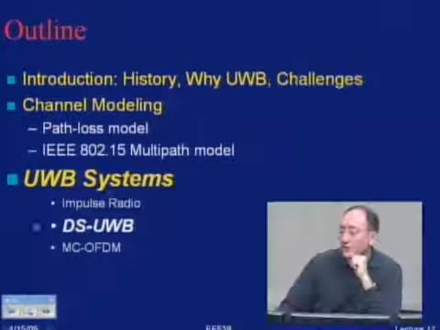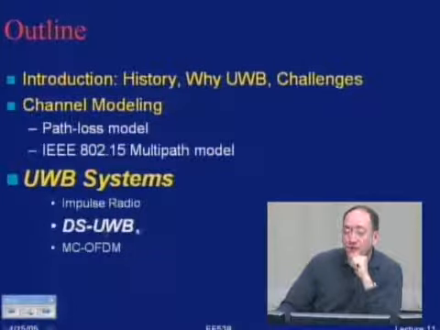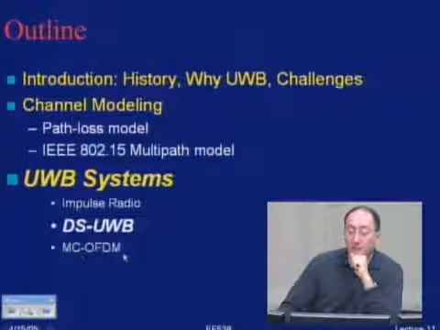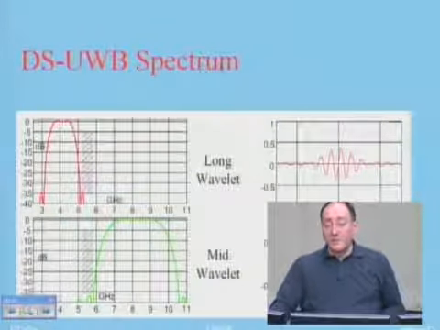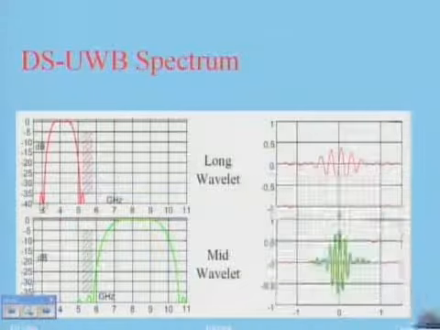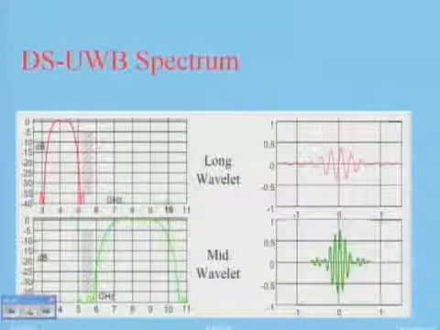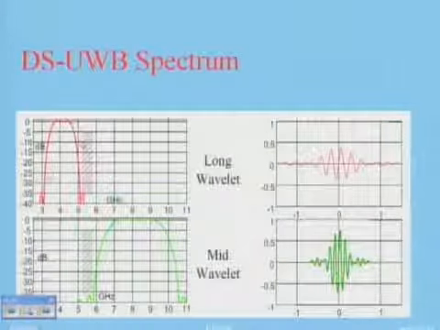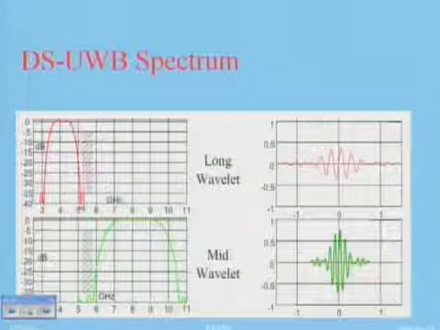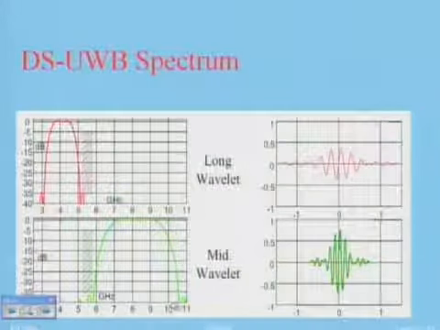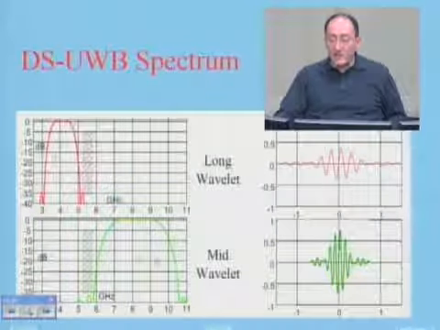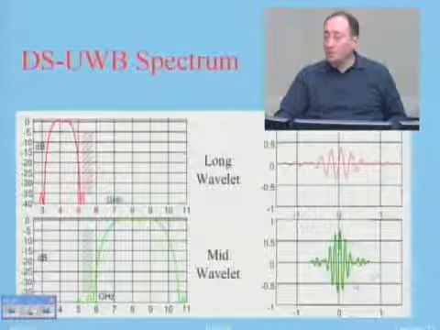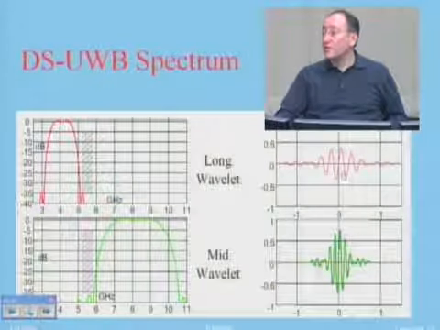How about the other two technologies? One is direct sequence ultra-wideband. The other one is multi-carrier OFDM. Direct sequence ultra-wideband people, they take this band, which is between 3 to 10 gigahertz. They create two bands inside that. One band is between 3 to 5. The other one is between 6 to 10. And then they generate pulses inside here or inside here, like this pulse or like this pulse, and they use these pulses for communication.